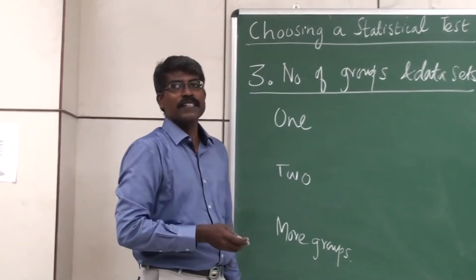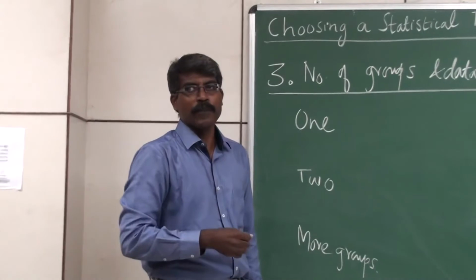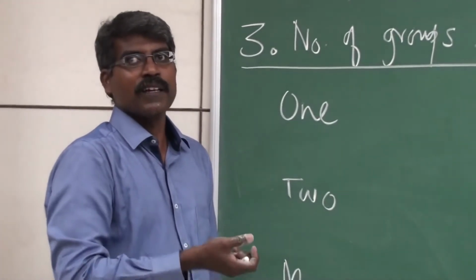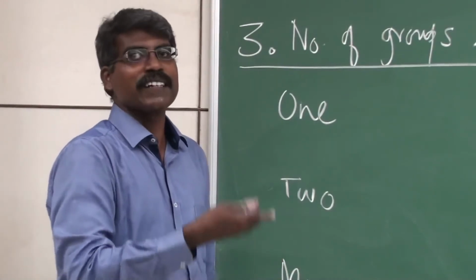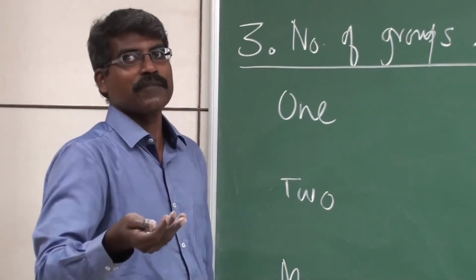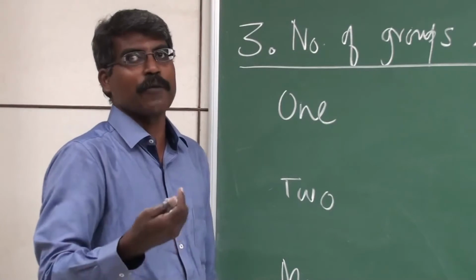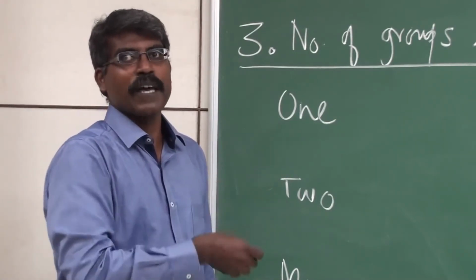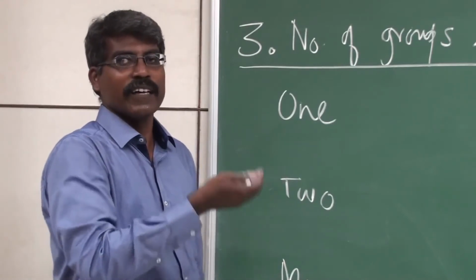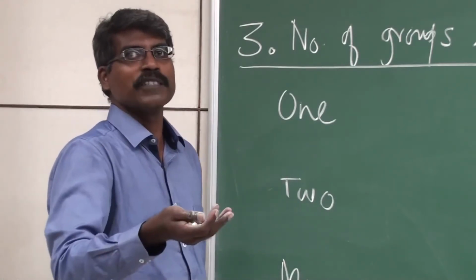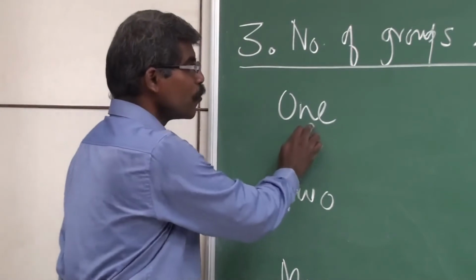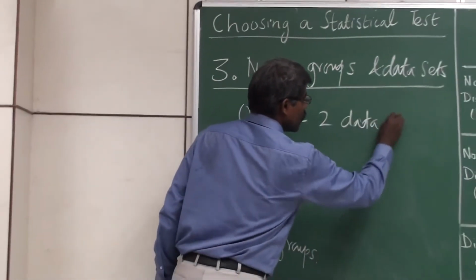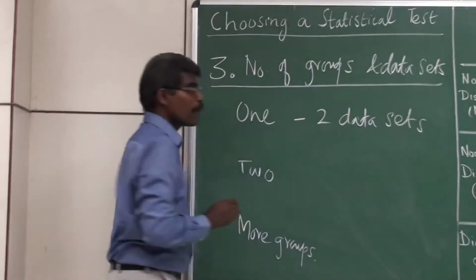Let's take a study in which I have a group of 50 people. I measure their blood pressure, I give a drug. After the drug, I again measure the blood pressure. I want to know the effect of the drug on blood pressure. I have only one group. All the measurements I am doing, I have one baseline data, intervention, then post-intervention data. So here one group, but I have two data sets. This can be one type.